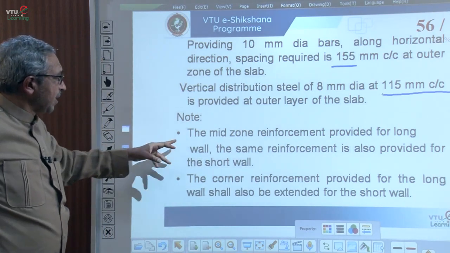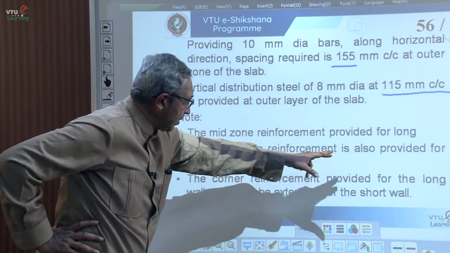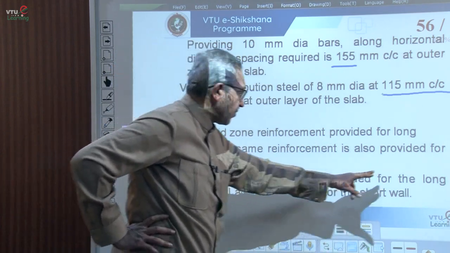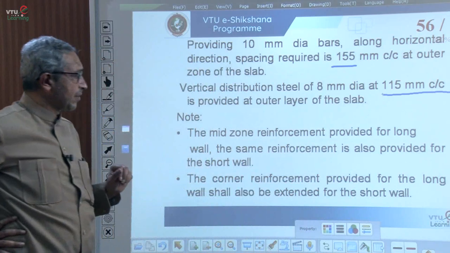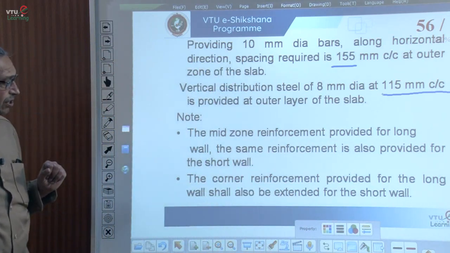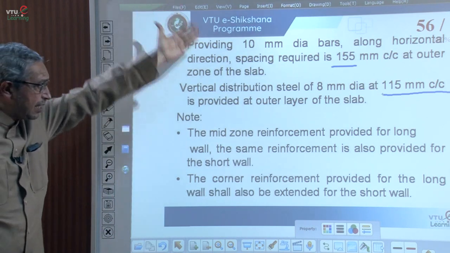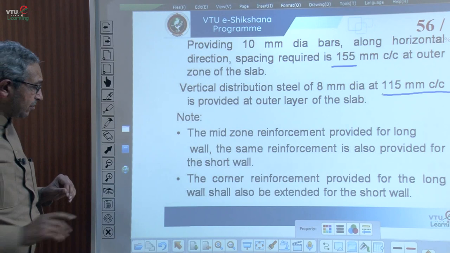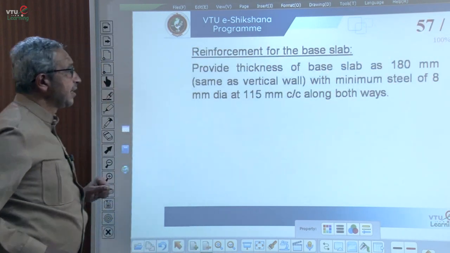And note, the mid zone reinforcement provided for the long wall is also provided for the short wall. And the corner reinforcement provided for the long wall shall also be extended to the short wall. Since the maximum bending moment comes for the long wall, the same reinforcement has been extended to the short wall also. And when I show the reinforcement details, here I can show you clearly how things are done.